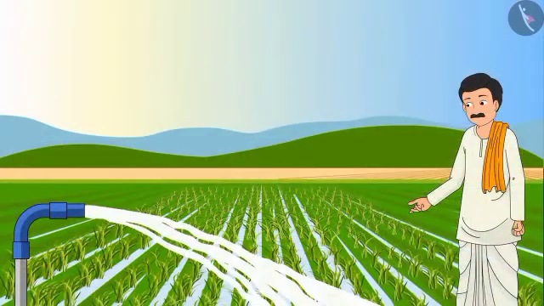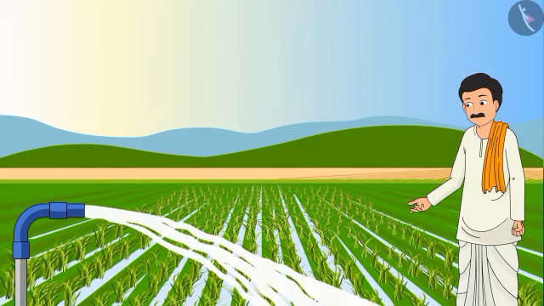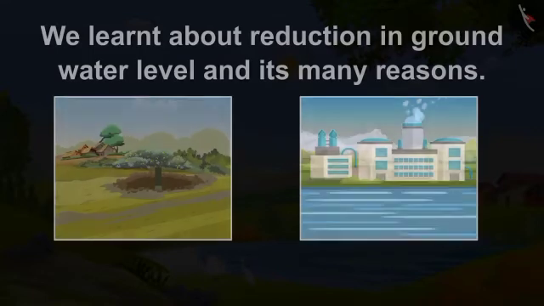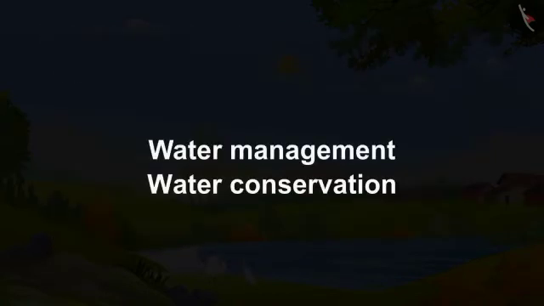The farmers depend on groundwater for agricultural work. There is also demand for water from industries. Groundwater is used for everything, for food processing and textile industries. Groundwater is very important and we should conserve it. We learnt about the reduction in groundwater level and its many reasons. Now we will learn about water management and water conservation.